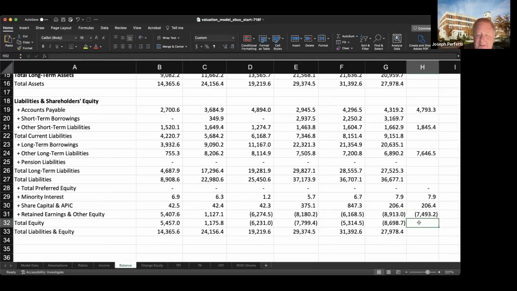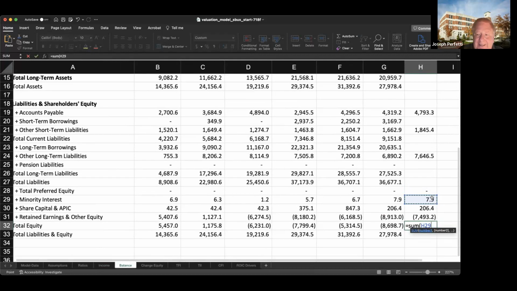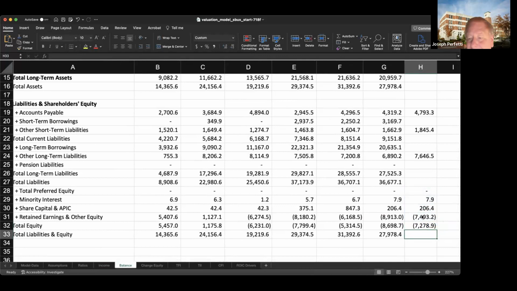When we sum these four categories, preferred equity, minority shareholder interest, share capital, and retained earnings, that gets us a forecast for total equity of the firm. In this case, it's negative 78.9. There's our forecast for shareholder equity for Starbucks in 2023. Questions about any of that?